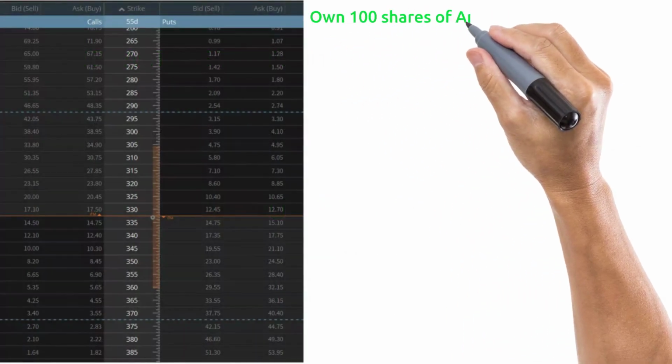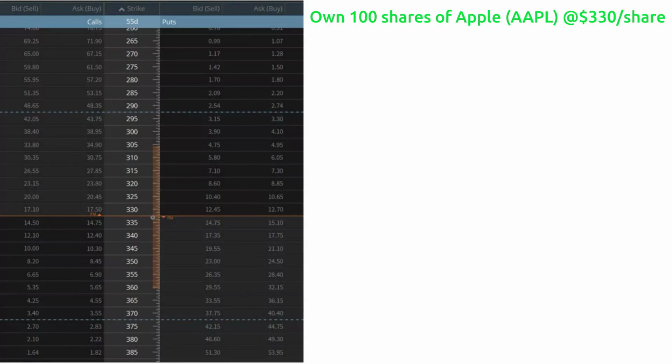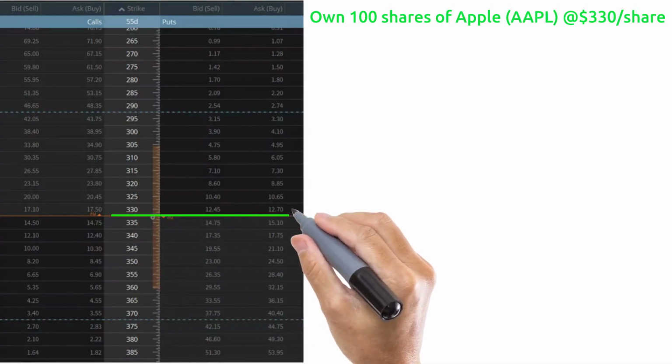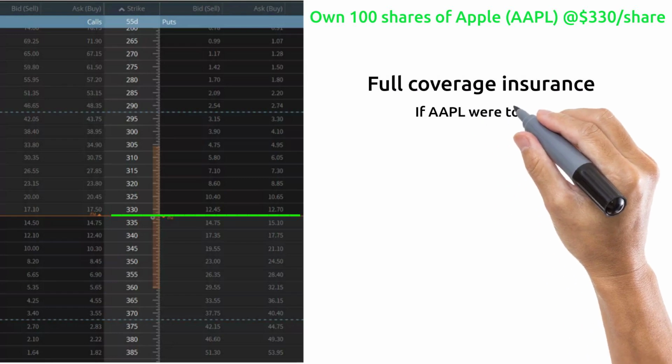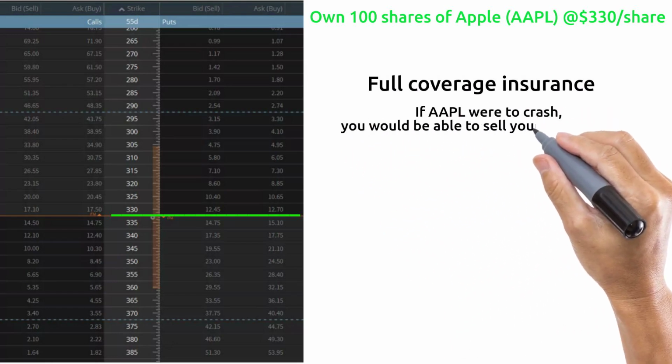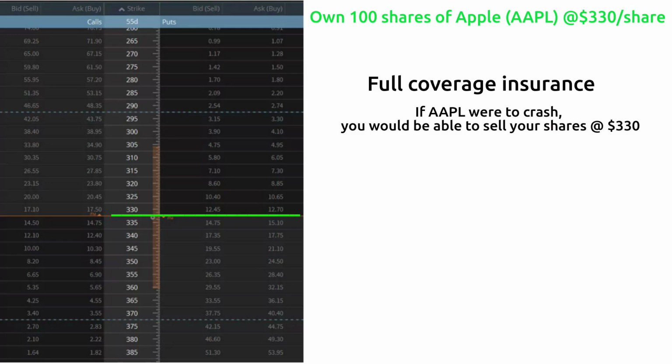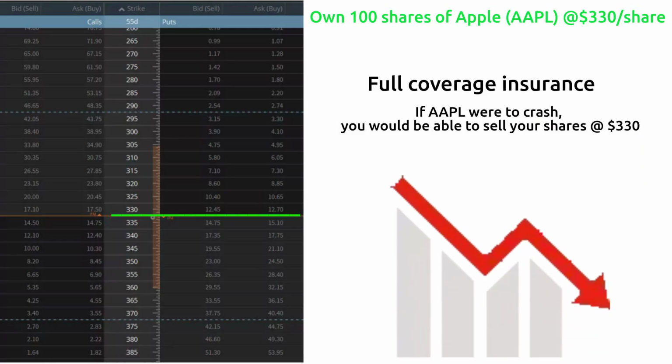You can see Apple stock and its options that expire in 55 days. Let's say you own 100 shares of Apple stock at $330 per share. You could buy the 330 strike put, and that would be like buying full coverage insurance. If for some crazy reason Apple crashes, then your put would allow you to sell your shares of stock at $330 per share, right where you bought it.